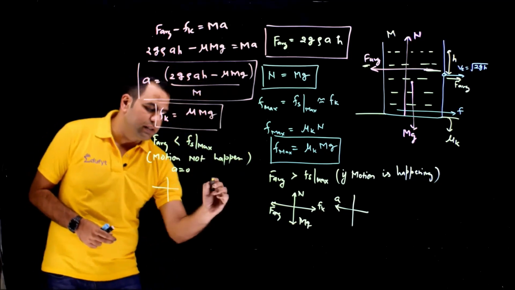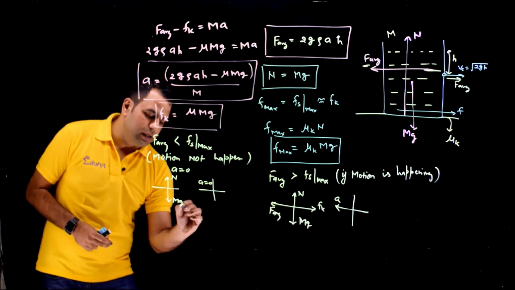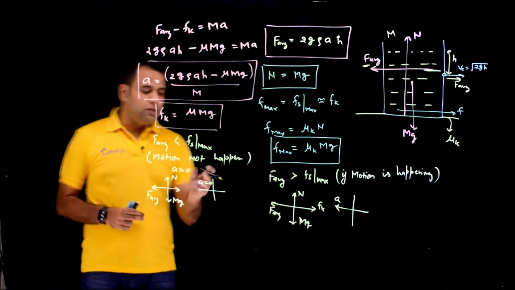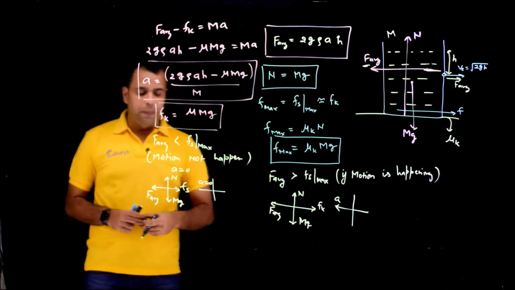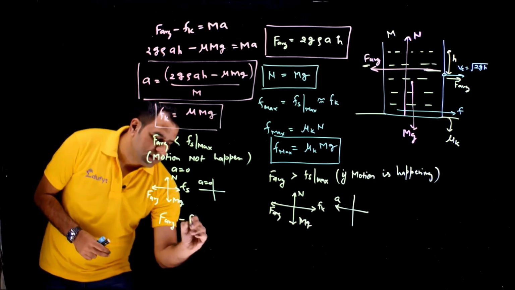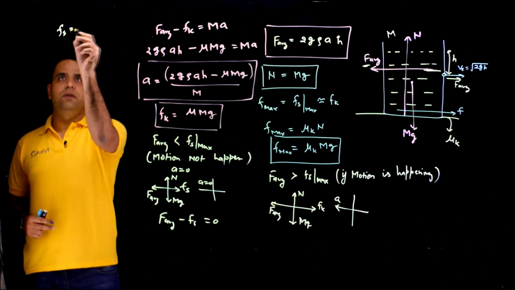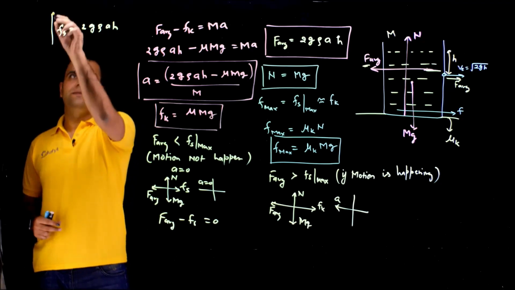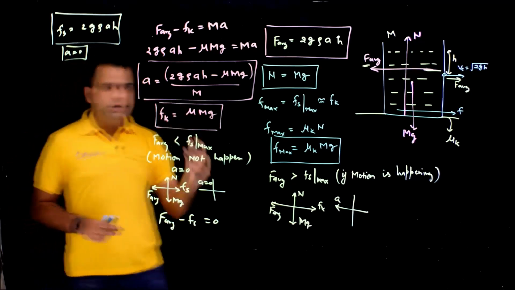We'll make the FBD for this system also. The acceleration will be 0. There is the normal reaction, there is capital Mg, and there is this F average. But this time the friction will not be kinetic in nature because the acceleration is 0. This time friction will be static in nature, which will be variable. So when the acceleration is 0, F average minus Fs will be 0, and from that equation the value of Fs will be equal to 2gρAh. There can be only these two cases.